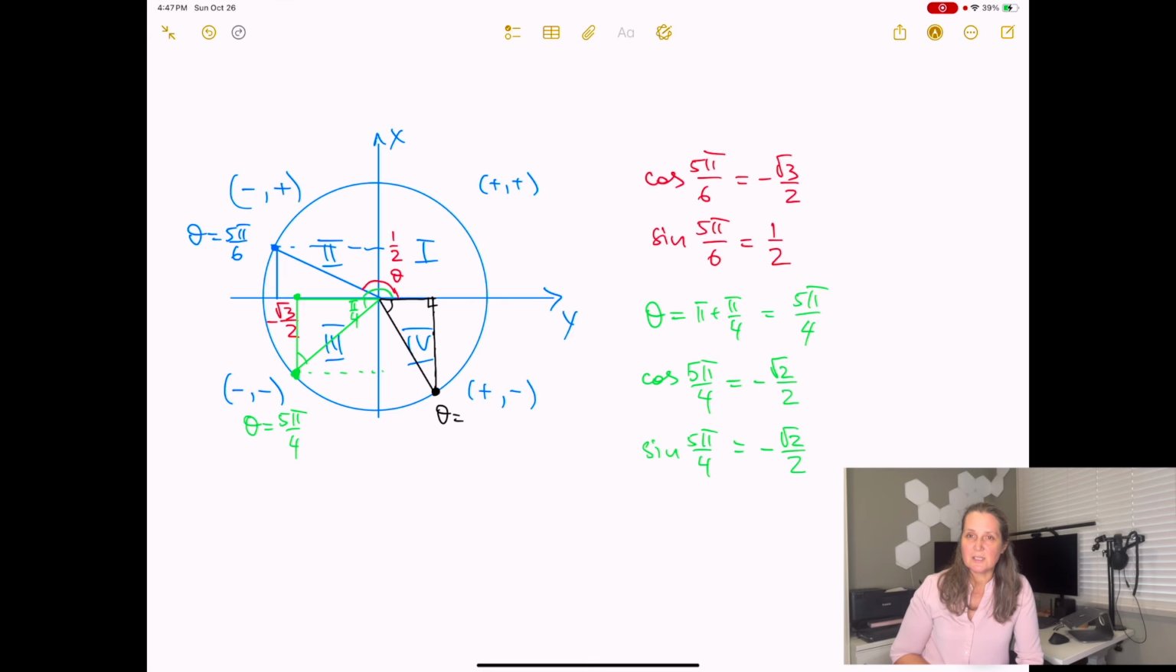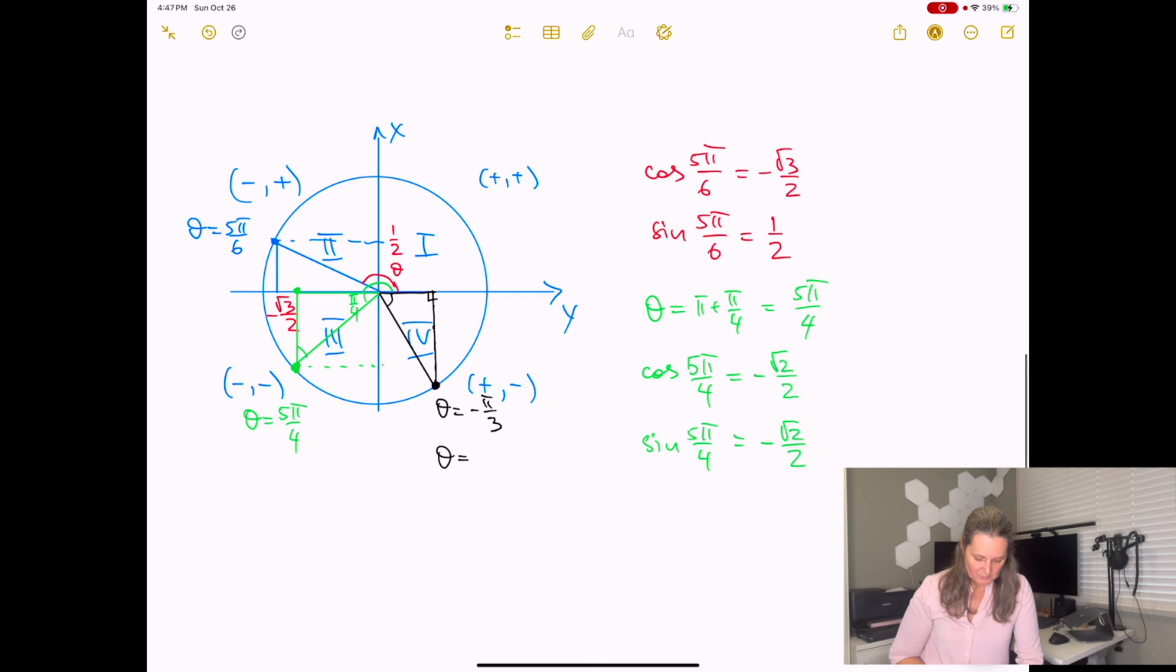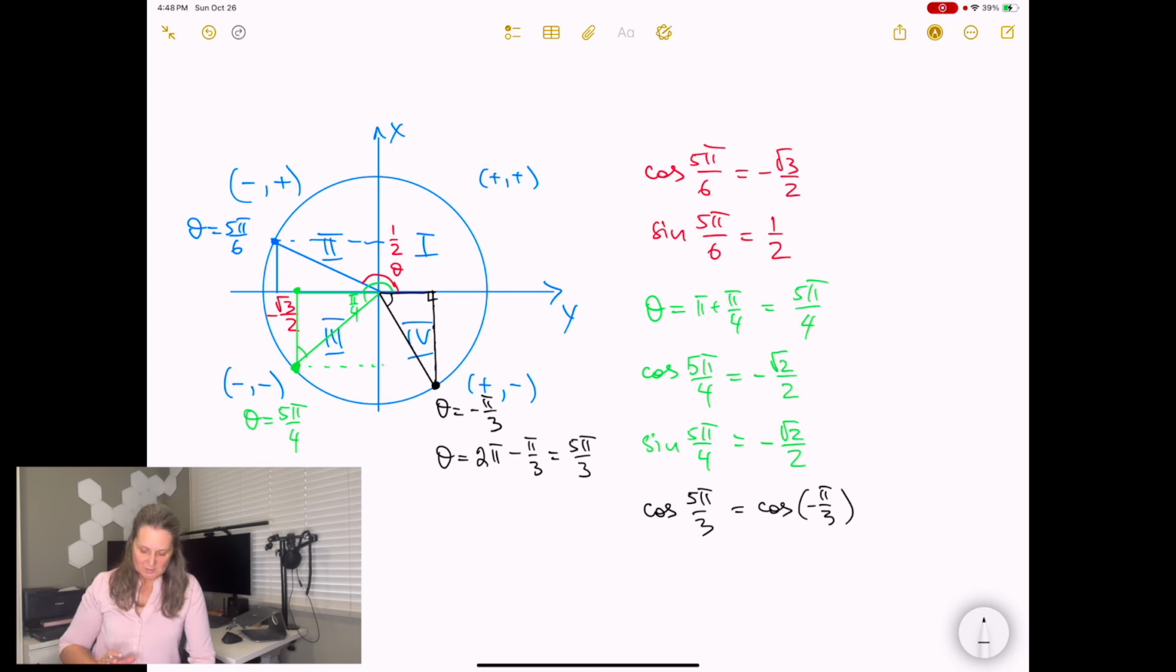Say angle theta equals minus pi over 3. This is the same angle as theta equals 2 pi minus pi over 3. This is 5 pi over 3. We can see that the cosine of 5 pi over 3, cosine of minus pi over 3, is going to be equal to positive 1/2 because this is the x-coordinate of the point on the unit circle.